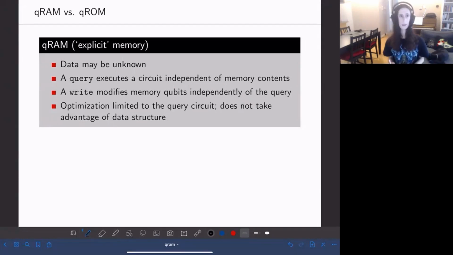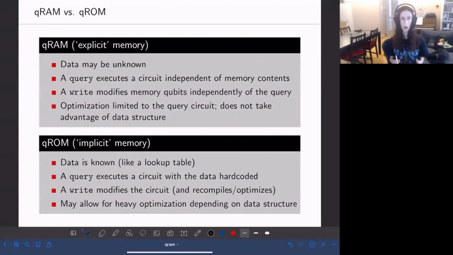You just need to flip individual bits that are stored in that memory. The disadvantage, though, is that the circuit that I showed you is fixed. You can't really do anything to it that depends on the contents of the memory that might be able to optimize it more. So it doesn't take advantage of any internal structure that the data might have.